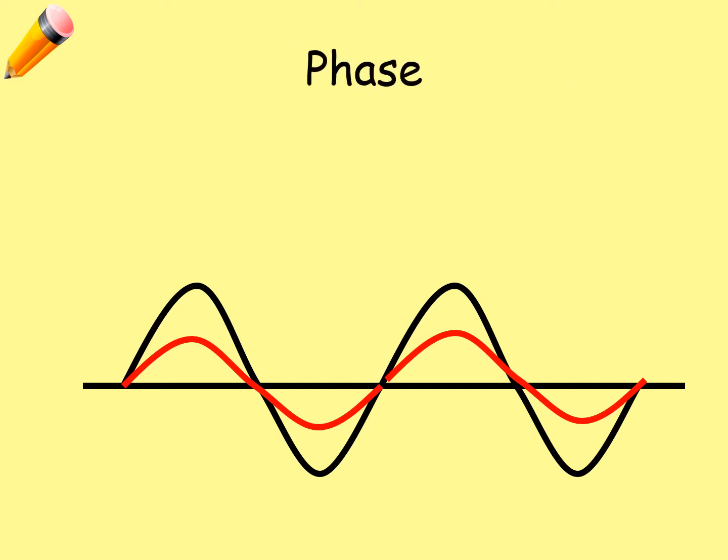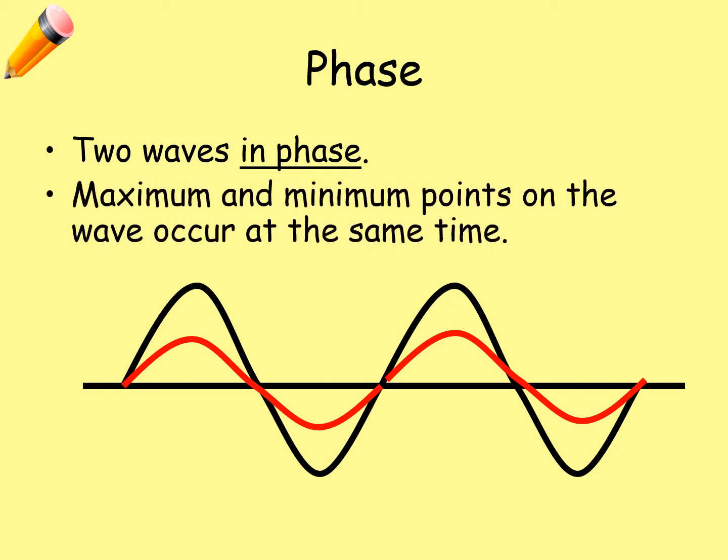Phase. Two waves are in phase, as seen in the diagram. The maximum and minimum points on the wave occur at the same time. Note that the waves have different amplitudes, but can still be in phase as long as the peaks and the troughs of the wave meet.